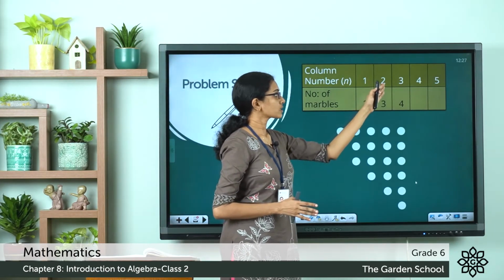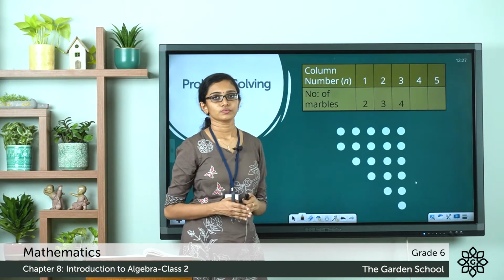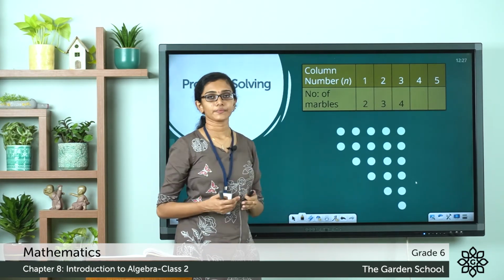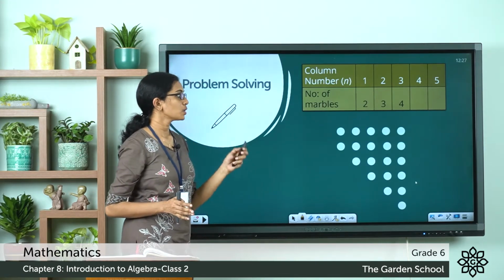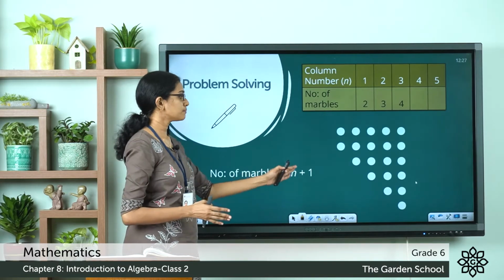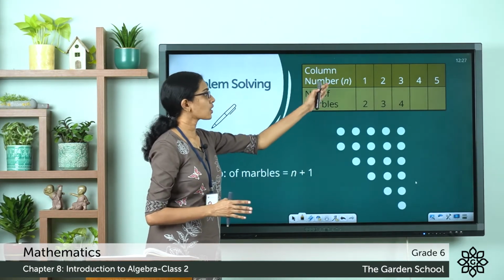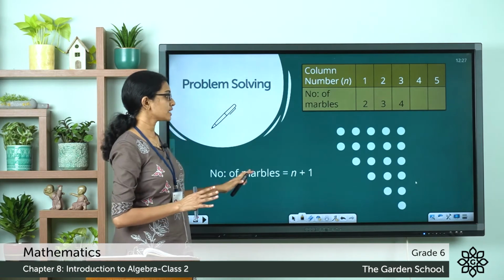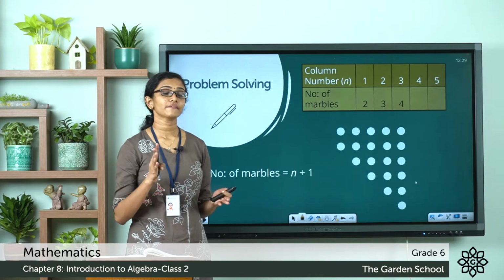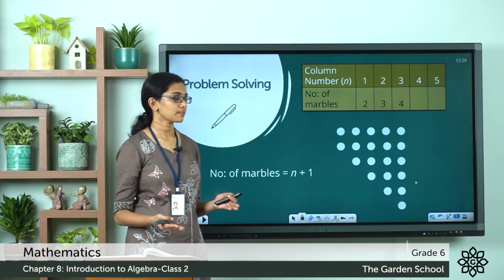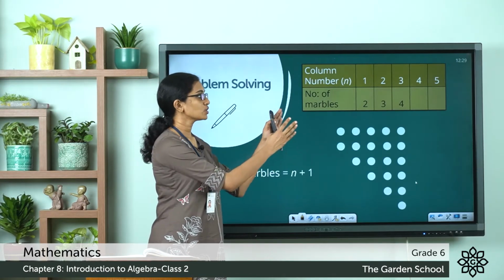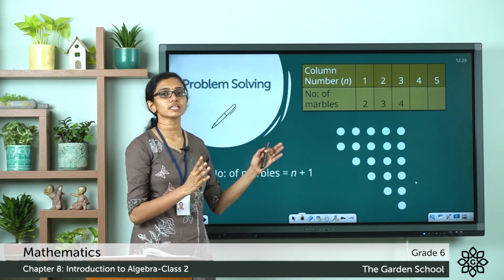Now, when the column number n is equal to 2, the number of marbles is equal to 2 plus 1 or 3. That is, in general, we can write the number of marbles in each column is equal to n plus 1, where n is the column number. So, we have generalized the pattern rule for this arrangement. Here we have used a letter or an alphabet n to make a generalized algebraic expression to find the number of marbles in each column.